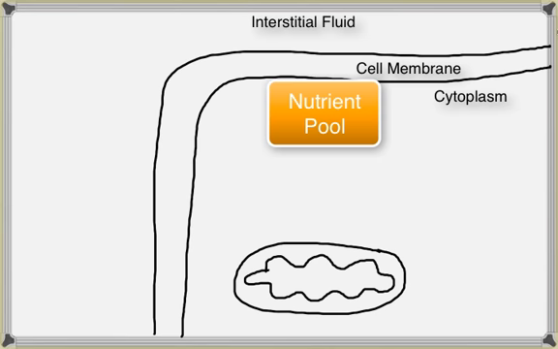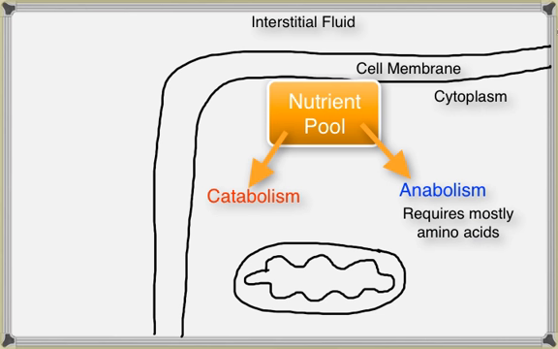The nutrient pool is the source of substrates for both anabolism and catabolism. The anabolic activities such as creating new membrane components, new organelles, and new enzymes require more amino acids than lipids, and it requires very few carbohydrates. With catabolism, if nutrients are readily available, carbohydrates are broken down first, then lipids, and amino acids are seldom broken down if other energy sources are available.